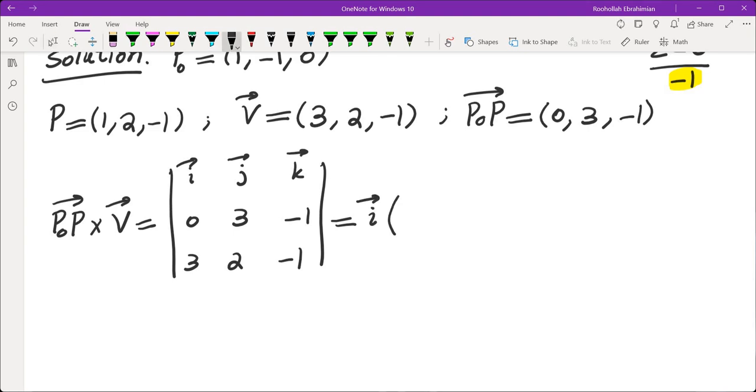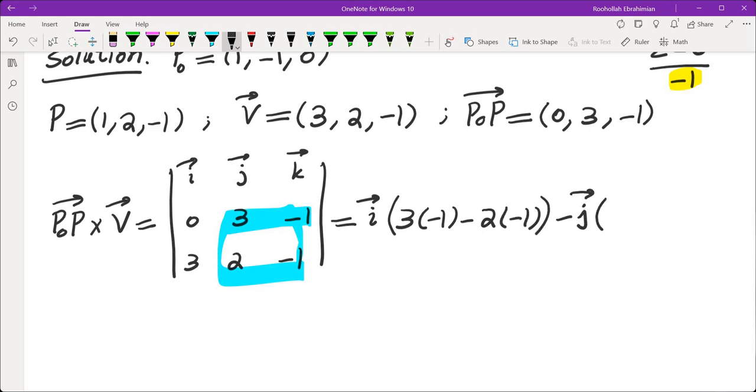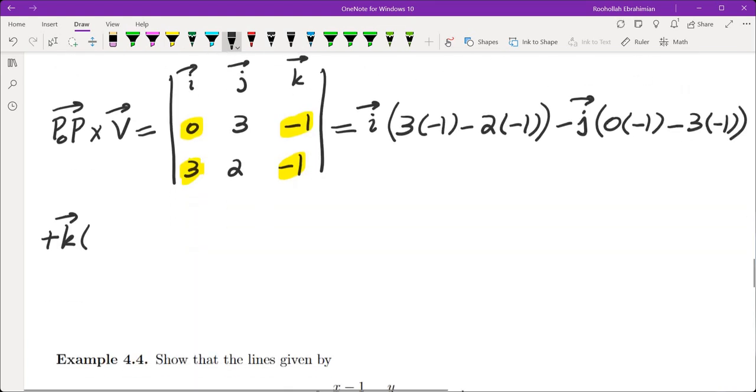So this is i times, we'll have to evaluate the determinant of this. So it would be 3 times -1 minus 2 times -1, minus j times, we'll have to eliminate the second row and the first column, so we get this. So we get 0 times -1 minus 3 times -1, and then plus k times, we eliminate the first row and the last column. So if I were to point out what we're evaluating, it would be this one. So 0, 3, 3, 2. So we'll have to evaluate that.